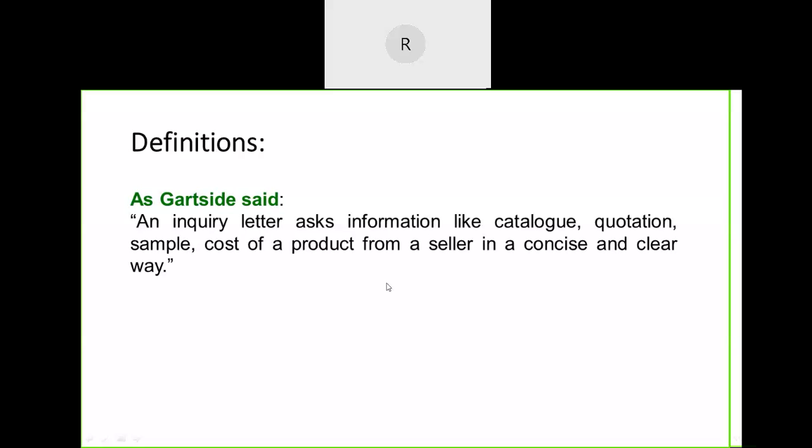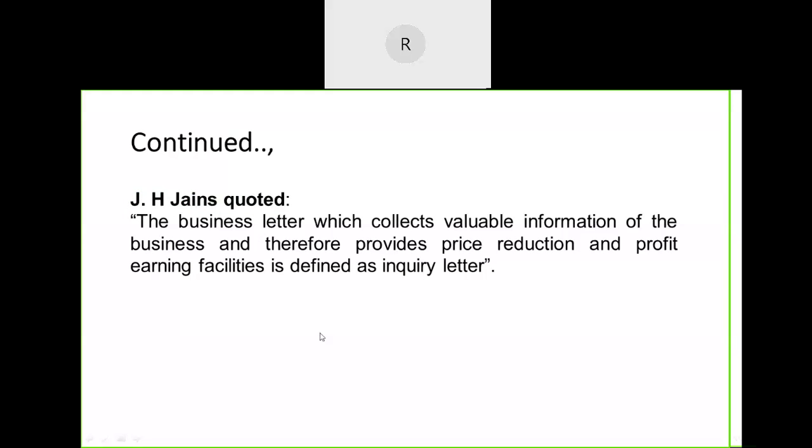Let us see another definition given by Mr. J.H. James. He defined it like this: the business letter which collects valuable information of the business and therefore provides price reduction and profit earning facilities. So students, here you just concentrate on these two aspects: the price reduction and profit earning facilities. So what is our main intention?